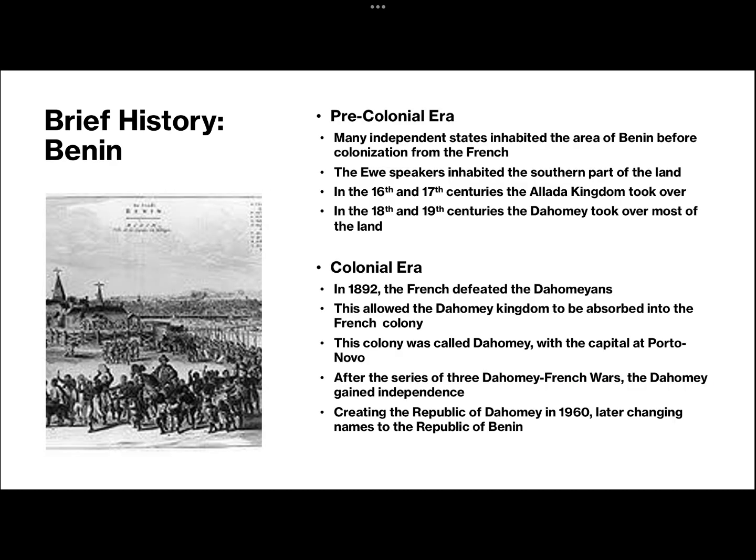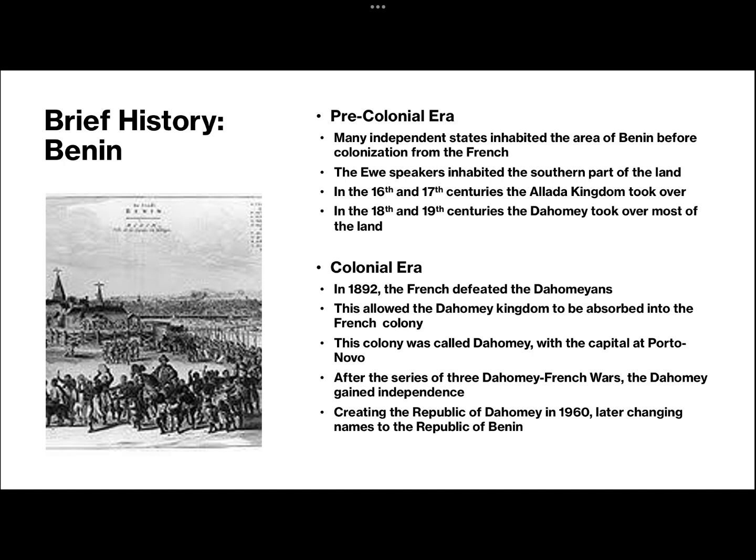Moving on to the next country, we have Benin. This can be split into two main categories, which are the pre-colonial era and colonial era. In the pre-colonial era, there were many independent states inhabiting the area of what is now modern Benin, before it was colonized by the French. The Ewe-speaking inhabitants from the southern part of the land were a main force.